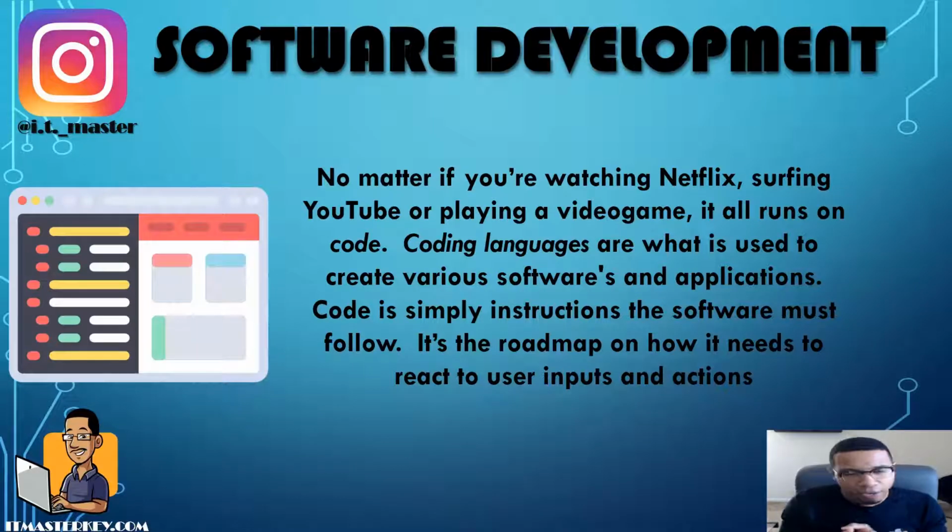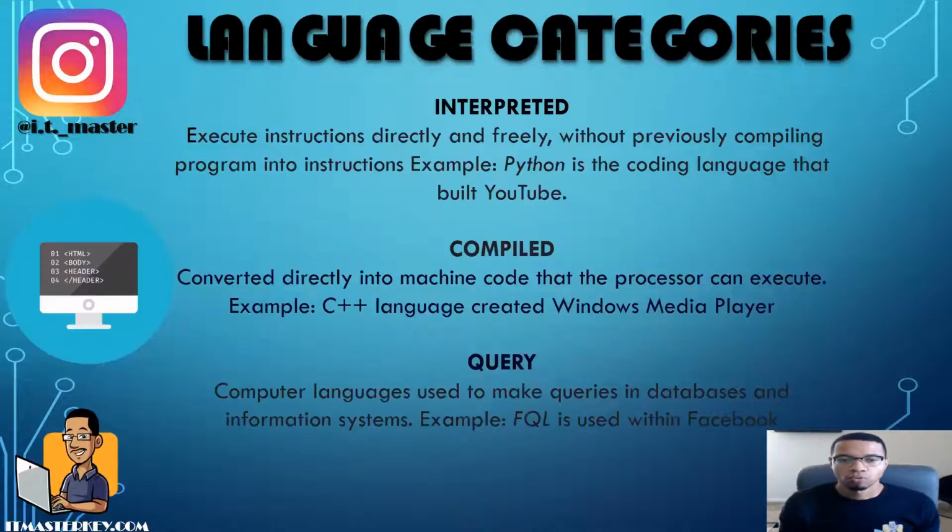So video games are written in code, applications are written in code, software is written in code. This website that you're on right now is written in code, okay? So there's a couple different language categories. Some popular languages are Python or Java or JavaScript or C++. And each one of these different languages have different uses, different strengths, different weaknesses, and different applicability depending on what you're trying to do.